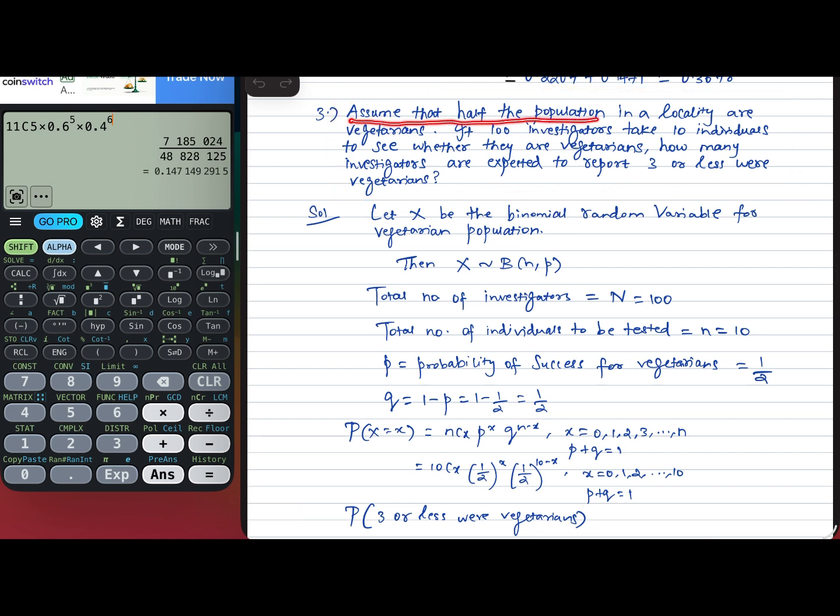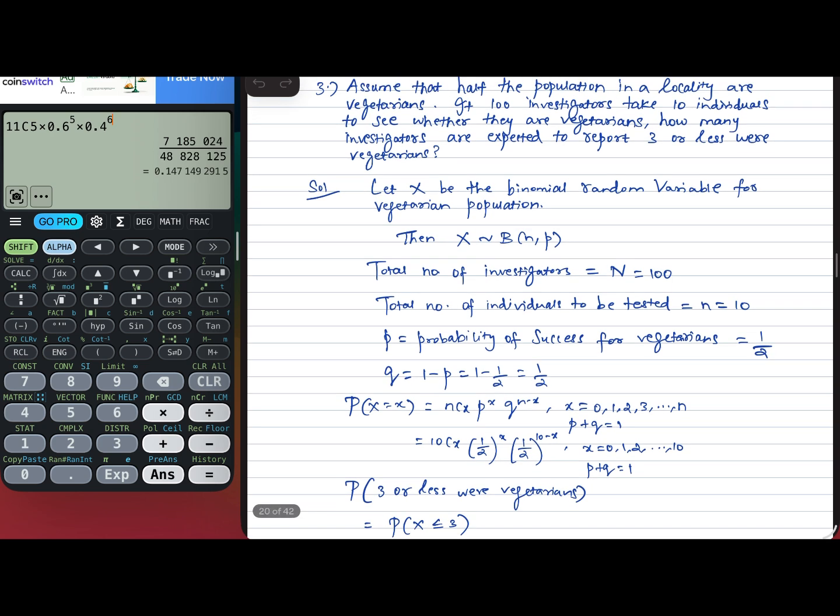Assume that half the population in a locality are vegetarians. If 100 investigators take 10 individuals to see whether they are vegetarians, how many investigators are expected to report 3 or less were vegetarians? In this question, half the population is vegetarian, so there are vegetarians and non-vegetarians. That means 50% of the people are vegetarians. That is the meaning of half the population is vegetarian.